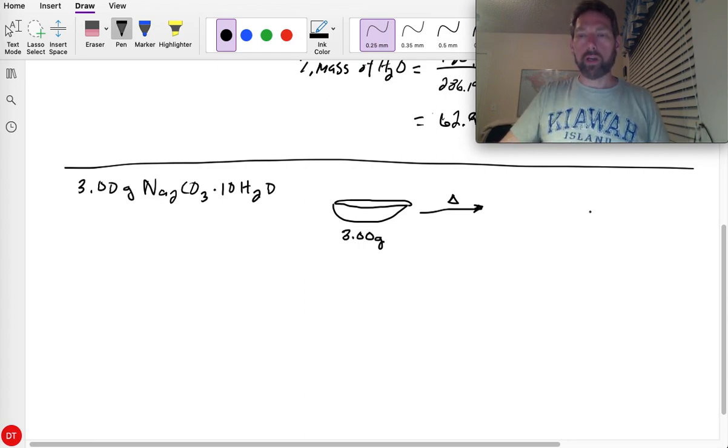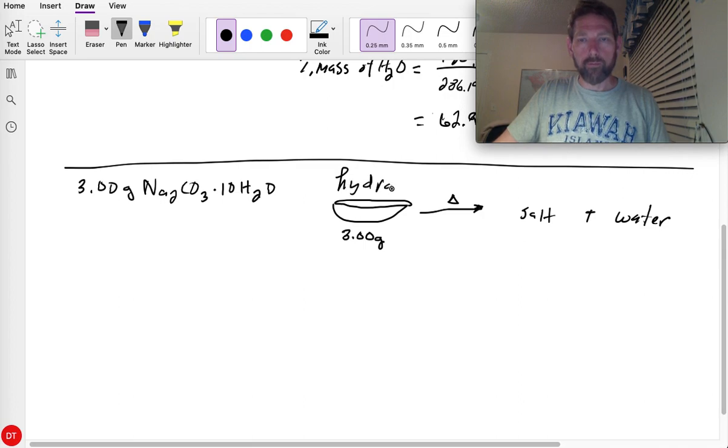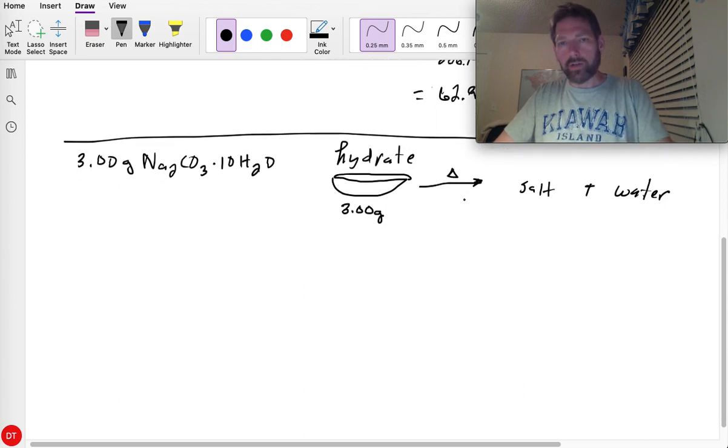So it's going to break down into the salt plus water. Okay, so you've got your hydrate that you put in here. You're going to heat it up. That's the basic equation of what happens.